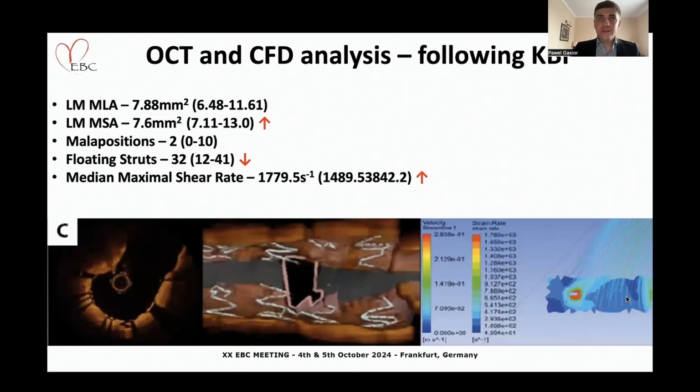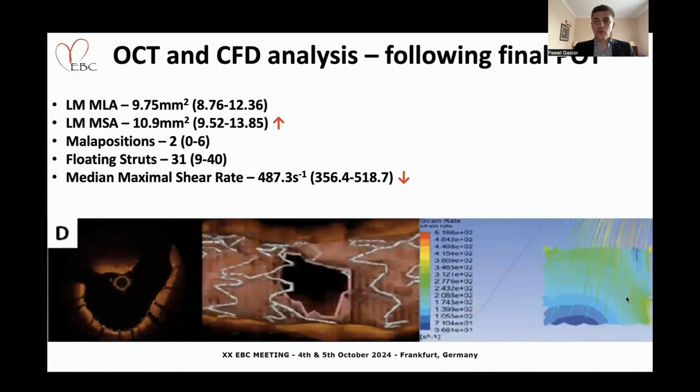And then we did final POT, after which we again evaluated the OCT images. We found that the LM MSA significantly increased up to 11 square millimeters. There was no change in malapposition or floating struts. However, what is interesting, the median maximal shear rate dropped from over 1700 to only 487, which was most likely associated with correcting the elliptical shape of the left main after kissing balloon inflation and restoring circular shape after final POT.